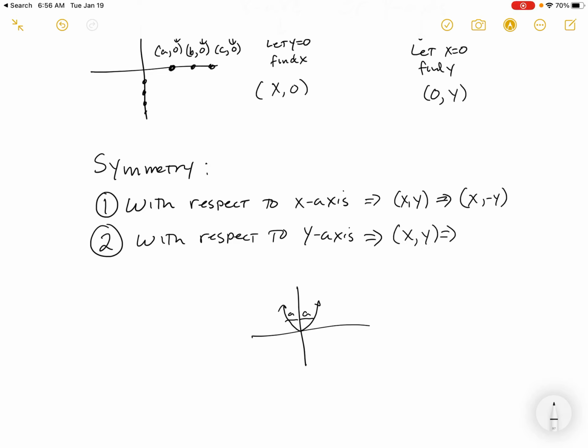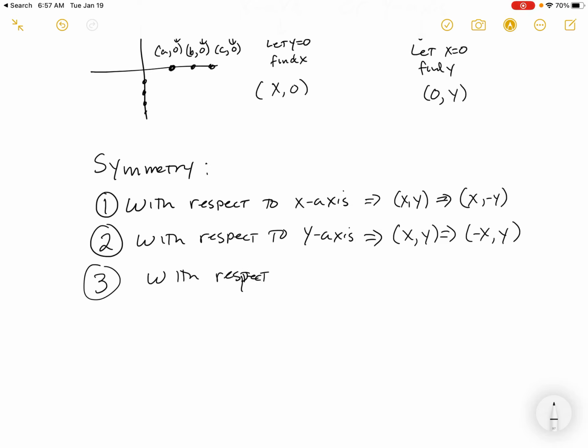So if I want to know if something is symmetric with respect to the y-axis, I interchange the x with the negative x and see if I get the same y out. See if I get the same y height out. And then there's a third one, and that is symmetric with respect to the origin. And what this one's like is if x, y is on the graph, then if you replace x with negative x, you would get negative y. Or vice versa. If you replace y with negative y, you get negative x.